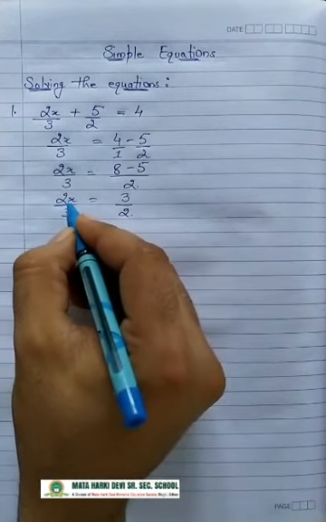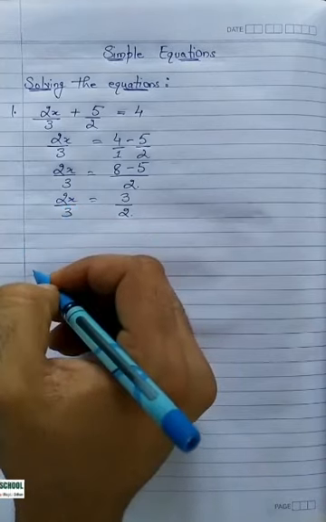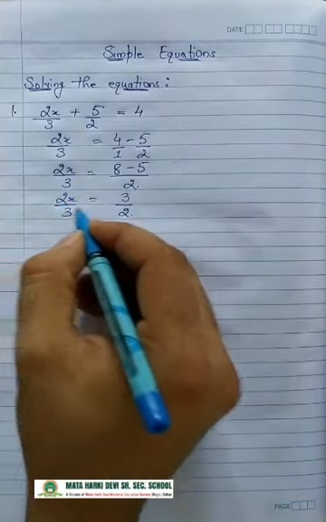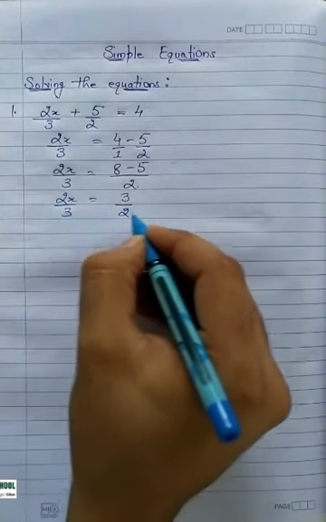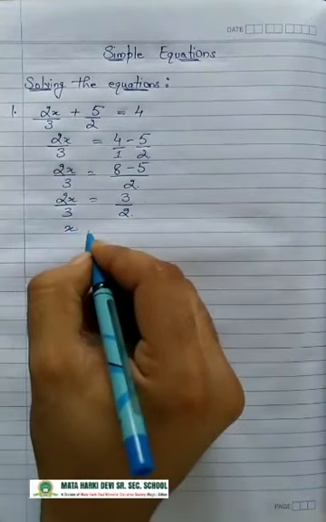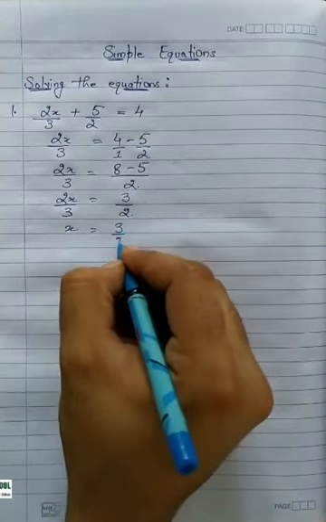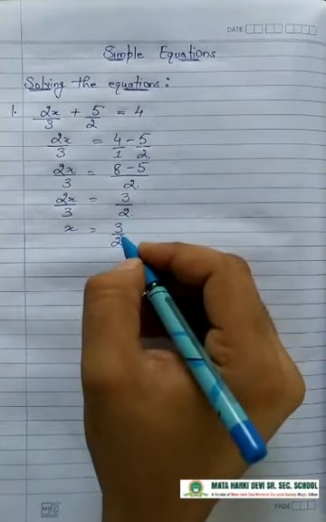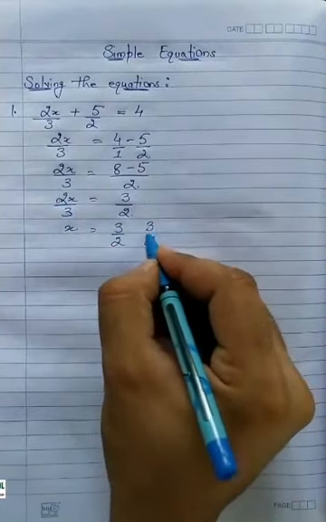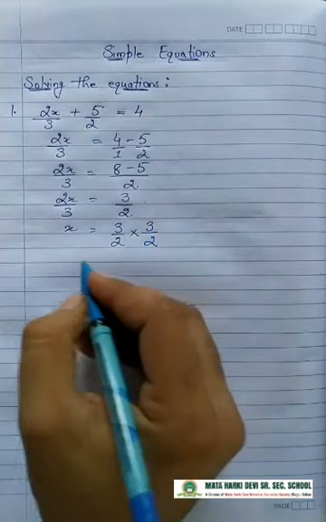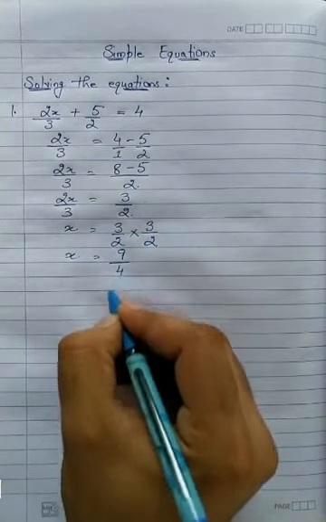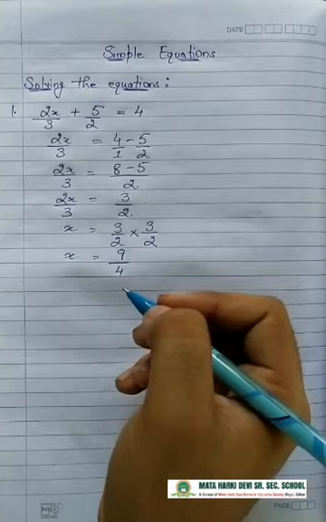Now this 2 is multiplying with x and 3 is dividing with x. So you will take both these numbers to the right side. If it is dividing, it will multiply. If it is multiplying, it will divide. So just leave x. 3 by 2 was earlier on the right side, so this 2 will divide here, and this 3 will multiply here. So the value of x is 3 threes are 9, 2 twos are 4. So this is the value.